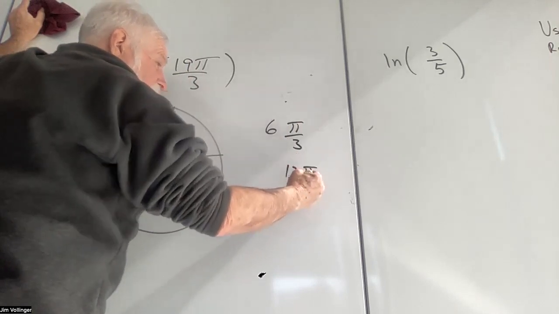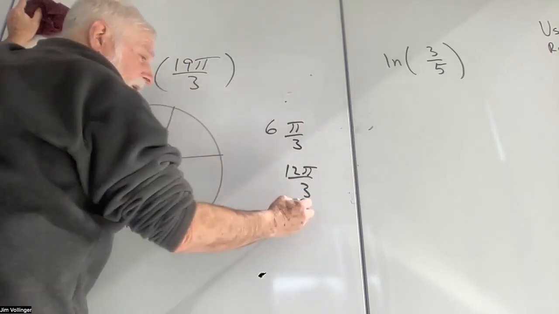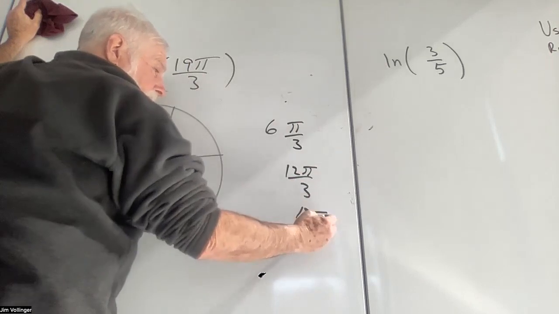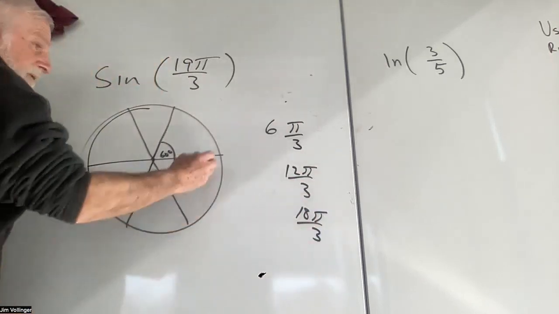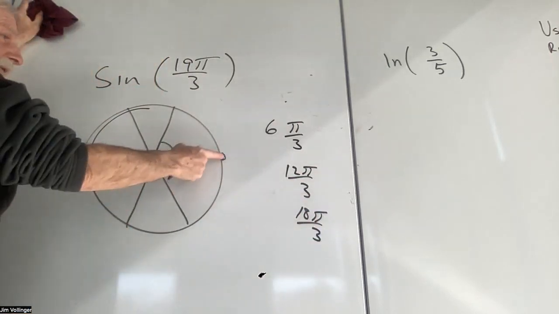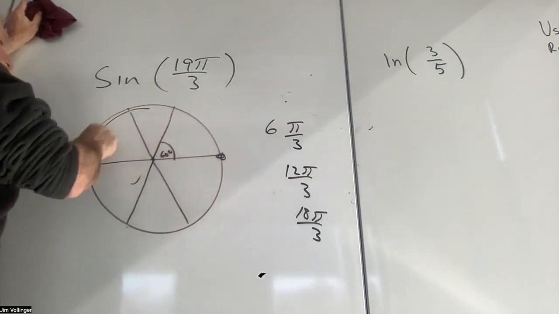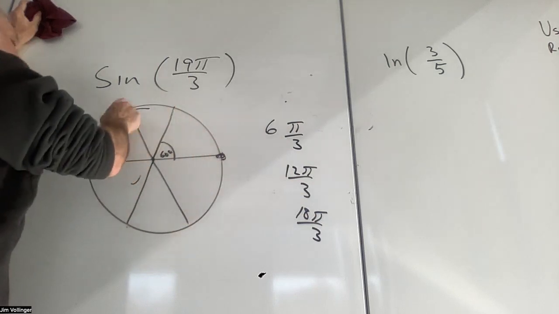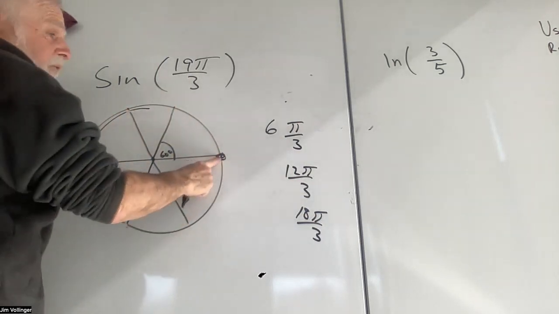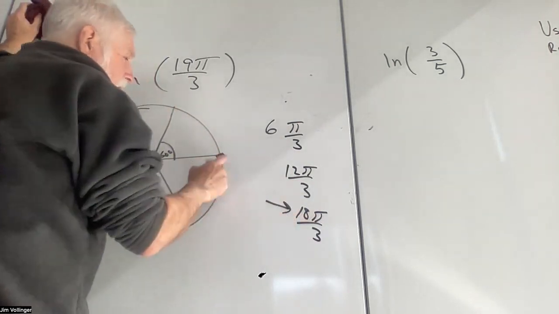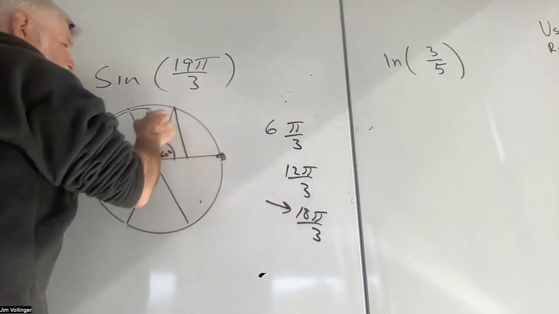That would be 12 pi over 3. And I could do 18 pi over 3. 18 pi over 3 is simply this location right there. We start from here. 1 pi over 3, 2, 3, 4, 5, 6, 7, 8, 9, 10, 11, 12, 13, 15, 16, 17, 18. Boy, I could have done that right away. And then I got to go to 19, which is there.